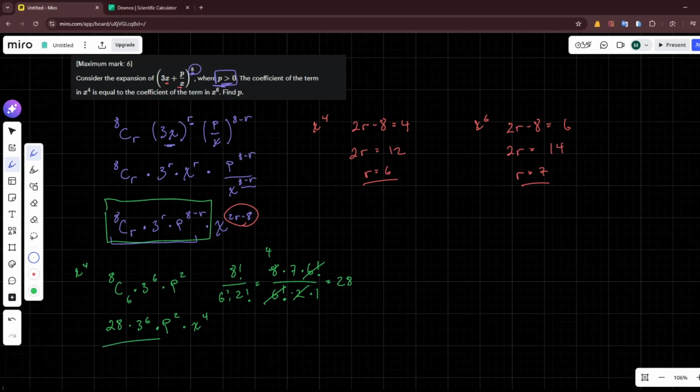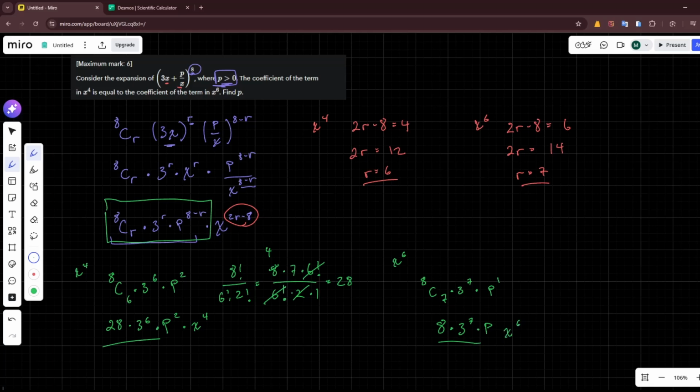This, then, is a process that I can repeat when I have x to the power of 6. So we go 8 choose 7, 3 to the power of 7, p to the power of 1, because p is 8 minus r, so 8 minus 7 would be 1. 8 choose 7, hopefully, is just 8. So we have 8 times 3 to the power of 7 times p. And this is the coefficient that goes in front of x to the 6th.